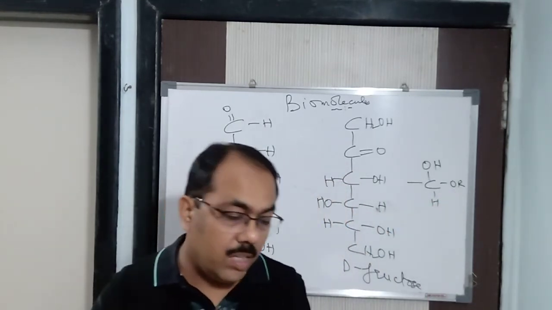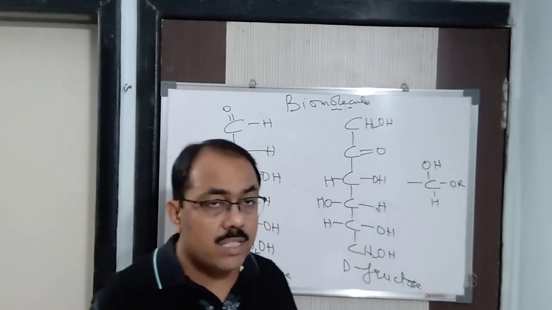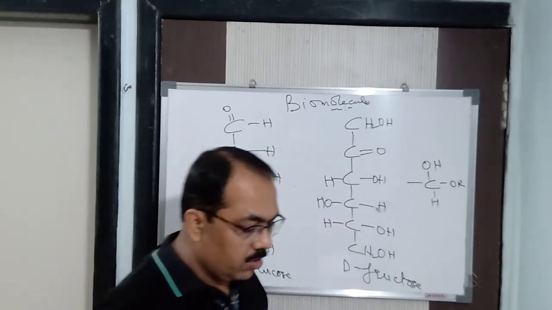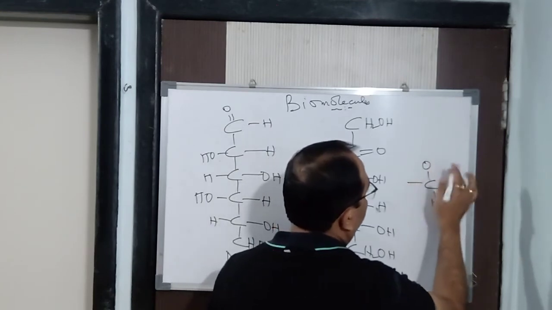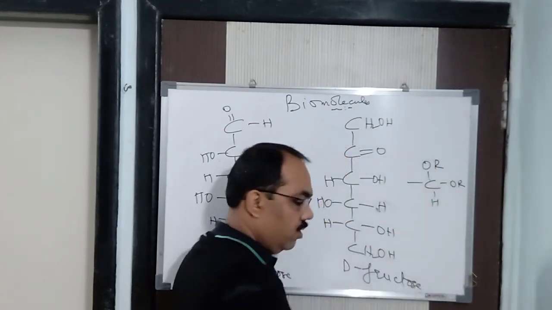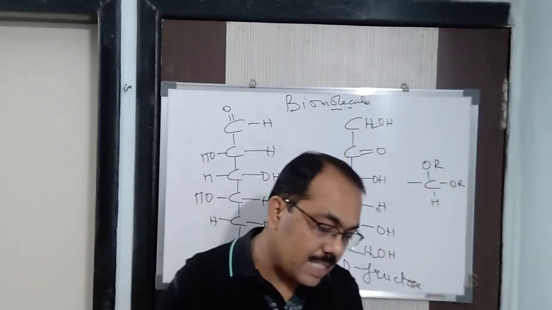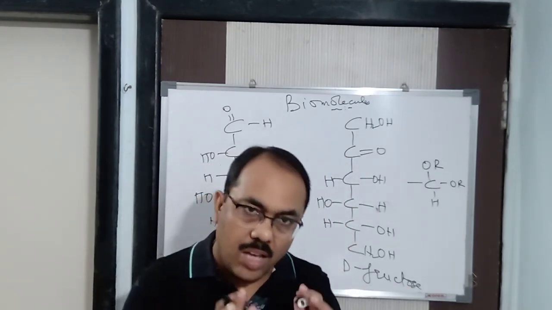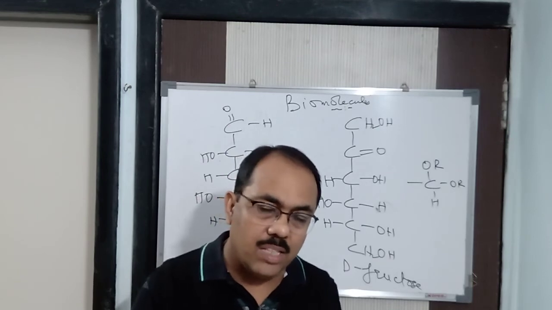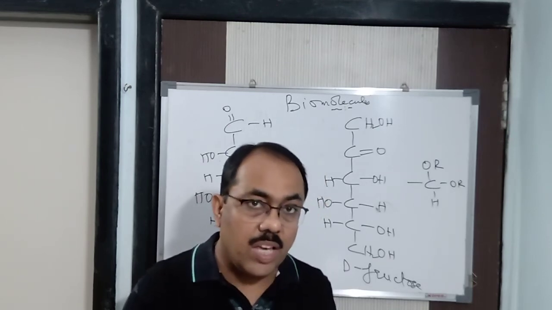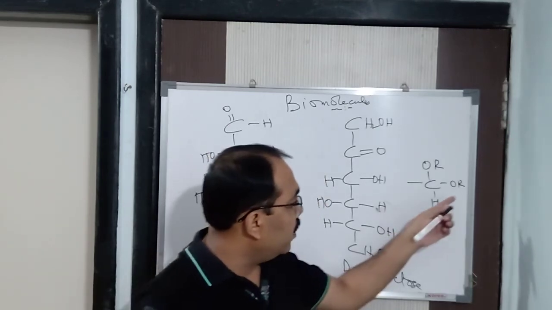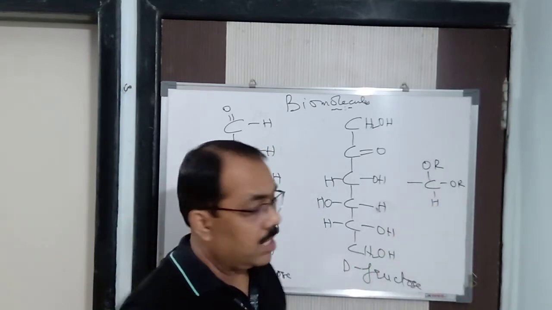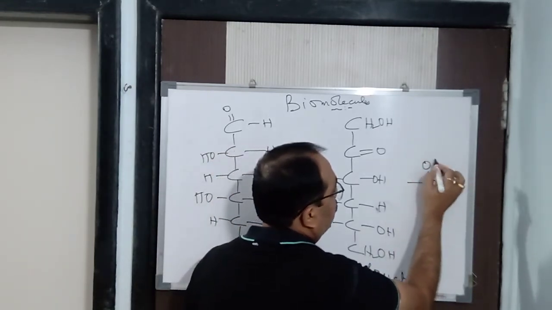Now, if another alcohol reacts with it, what will you get? Here OH will be replaced by R, so you will get OR. That is called an acetal. When another alcohol reacts with the hemiacetal... hemi means what? Half. Hemi, semi, that's half. So when one OH is replaced by OR, that is said to be a hemiacetal. If one OH, this is your hemiacetal.